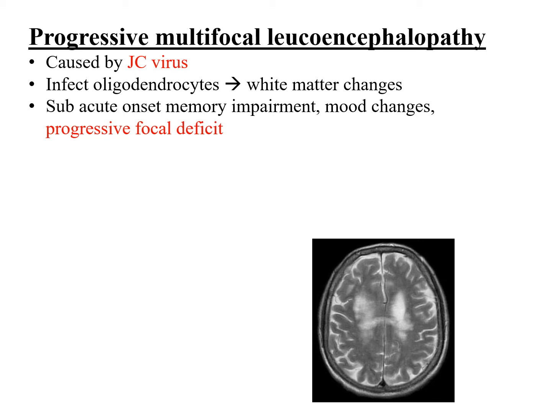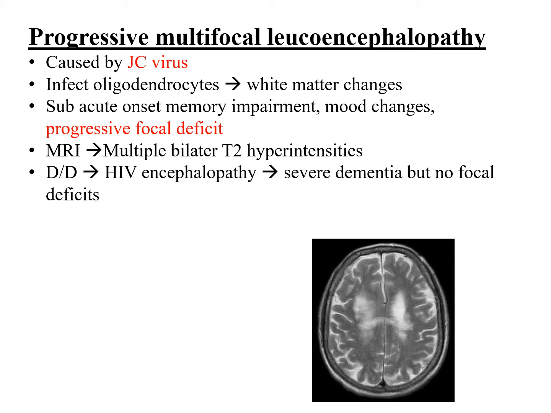The patient here will present with complaints of memory disturbances. There could be some mood changes or a progressive focal deficit such as monoparesis, or more importantly, difficulty in walking or gait disturbances. The MRI shows characteristic multiple bilateral T2 hyperintensities as you can see in this slide.